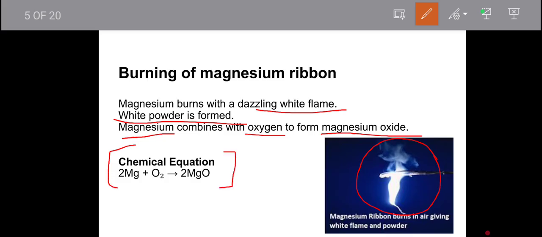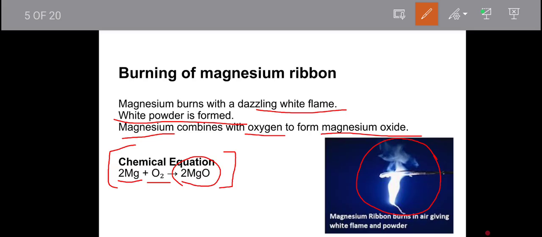That is Mg. Mg stands for magnesium. Magnesium reacts with oxygen, O2, and forms what? Magnesium oxide, MgO. I have already mentioned that a white colored powder is formed, right? This white colored powder is nothing but magnesium oxide. This is the way questions will be asked for your board exam.